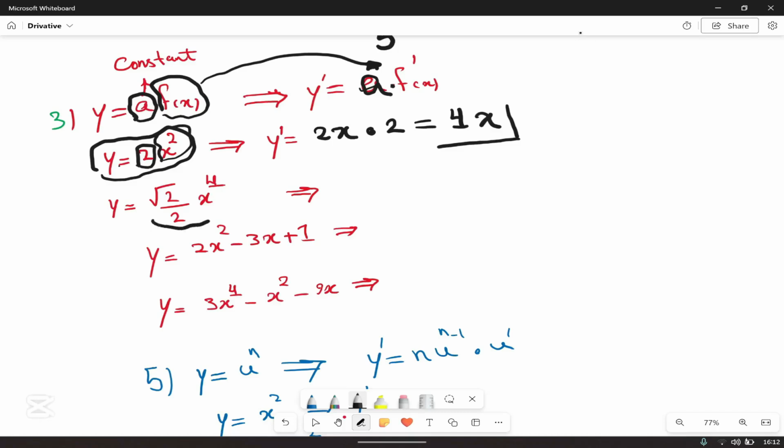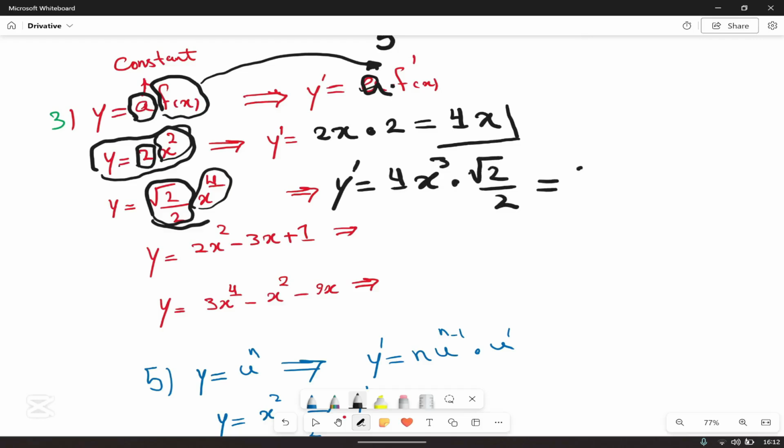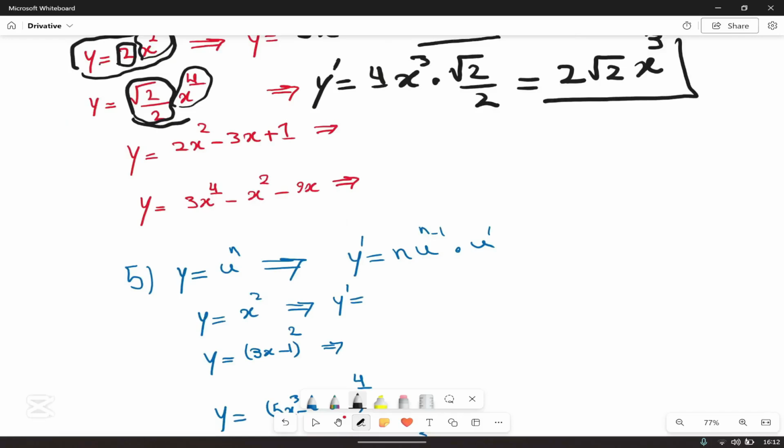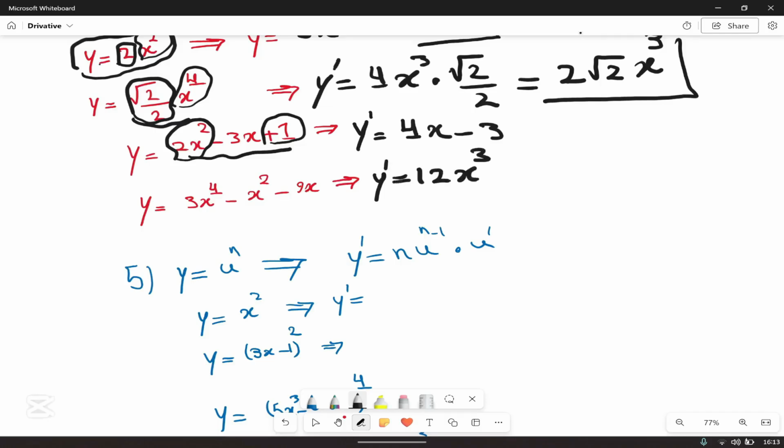What about this? Yes, it is a coefficient. At first I calculate this. Y prime is 4x power 3 times root 2 divided by 2. The answer is 2 root 2 x power 3. Please pause the video and start to calculate this. Okay, do that for me. The answer is 4x minus 3, and this part is a constant and its derivative is 0, and I prefer not to write it. Another one is the same: 12x power 3 minus 2x minus 9.